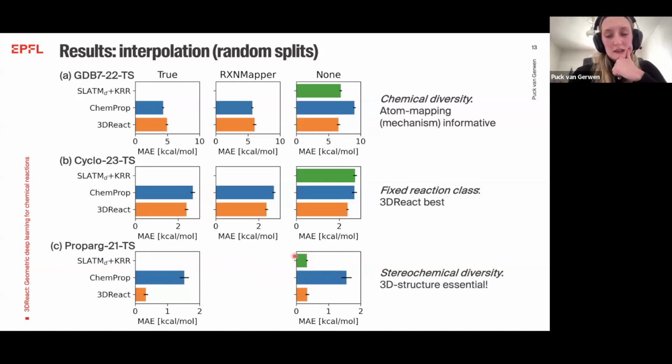And actually this fingerprint-based method does do as well as 3D React here because the data set is very small. So we already consider it a success that our model can handle training on like 700 data points.